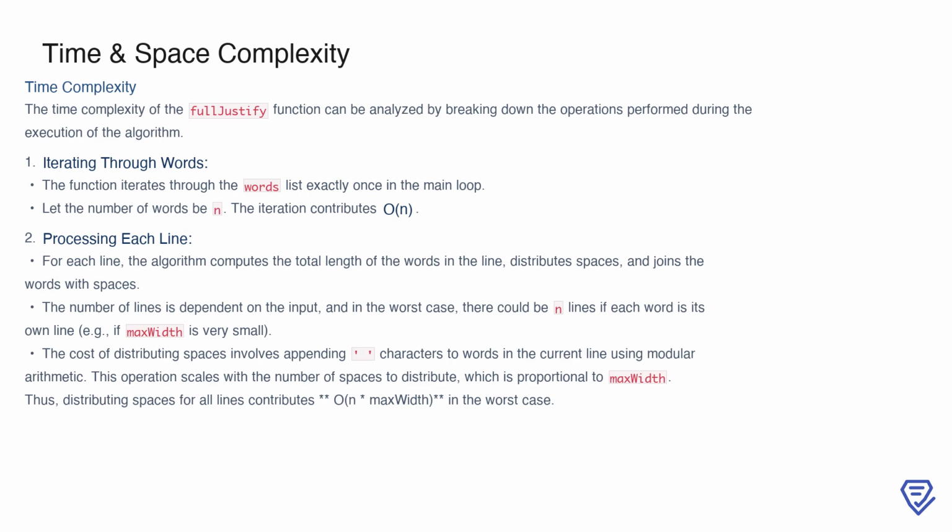The space distribution for each line involves appending spaces to words based on modular arithmetic. Since the number of spaces is proportional to max width, the total cost of space distribution across all lines in this worst case is n * max width. These two steps give us the foundation for the overall time complexity calculation.